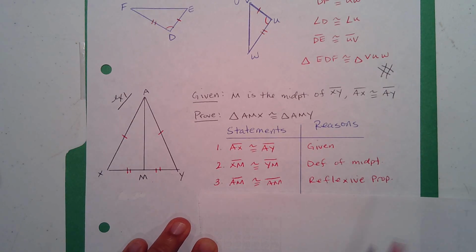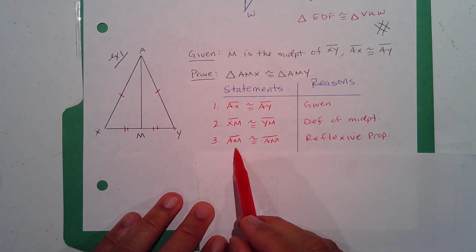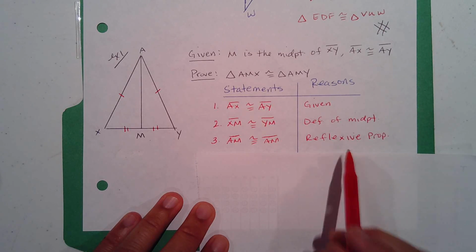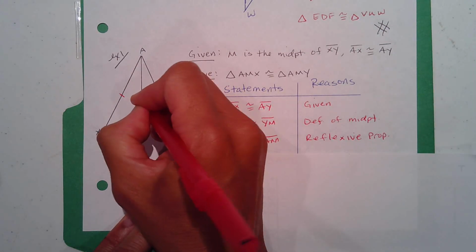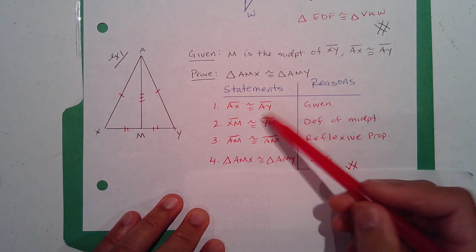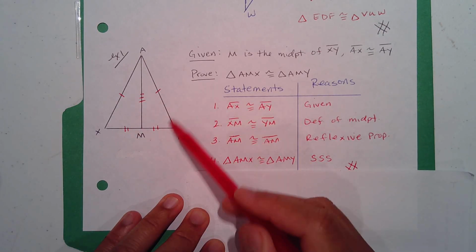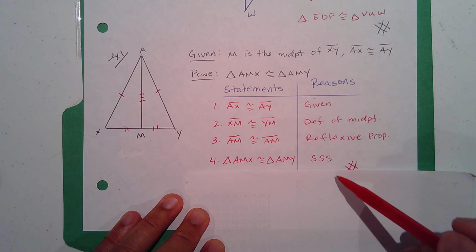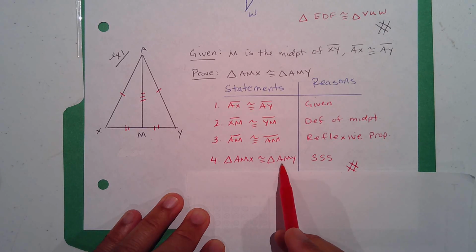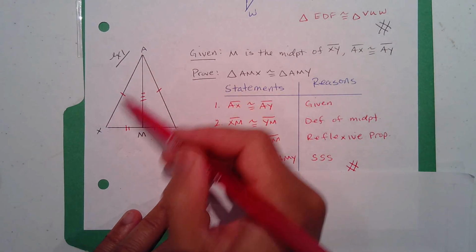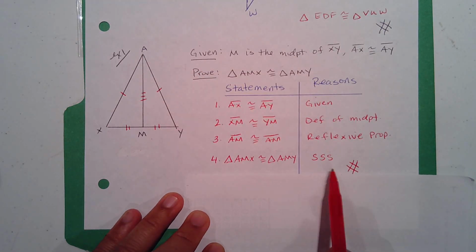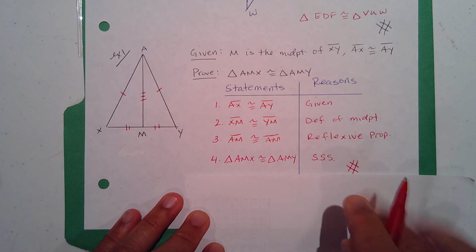And we also can see that side AM is equal to side AM itself. That's the reflexive property. If you want to just mark this. So now we have all three sides congruent to all three sides of both triangles. If you have that, we can claim that triangle AMX is congruent to triangle AMY by side, side, side. You are done.